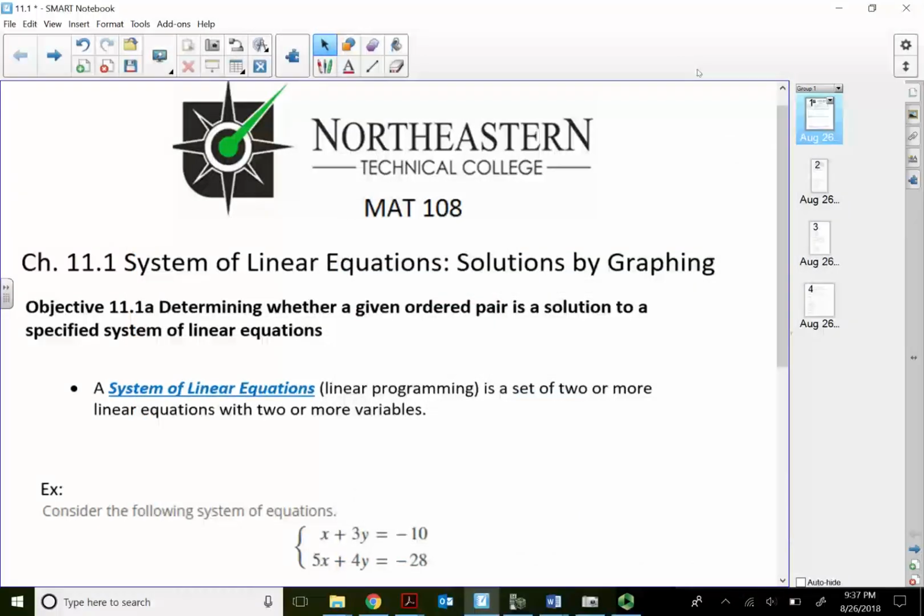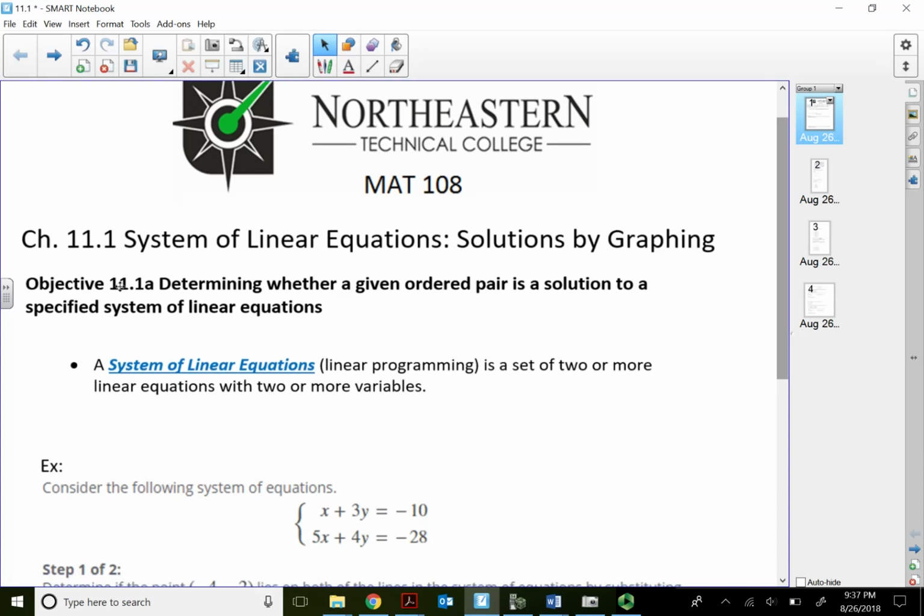Welcome to Accelerated Math 108, Module 11.1, System of Linear Equations, Solutions by Graphing. So in this Module 11.1, we will solve what we so-call the system of linear equations by graphing.